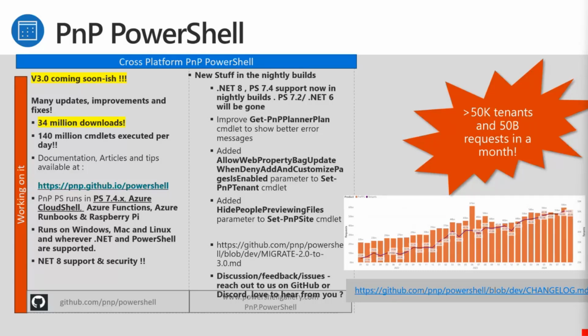Stefan is asking about the charts on the right side. They are pretty small, we get that, but those are basically showing the month-by-month growth on the usage. Right now, this wasn't updated with October, but in September, we had more than 50,000 tenants using PnP PowerShell, generating more than 50 billion requests. Not that more requests is a good thing, fewer requests is always better. But again, it's a massively used PowerShell module worldwide.